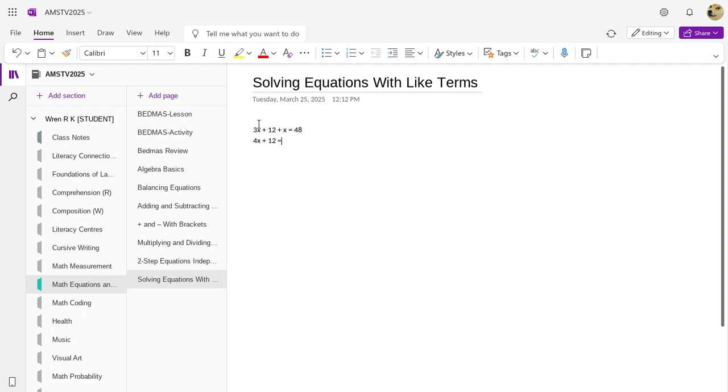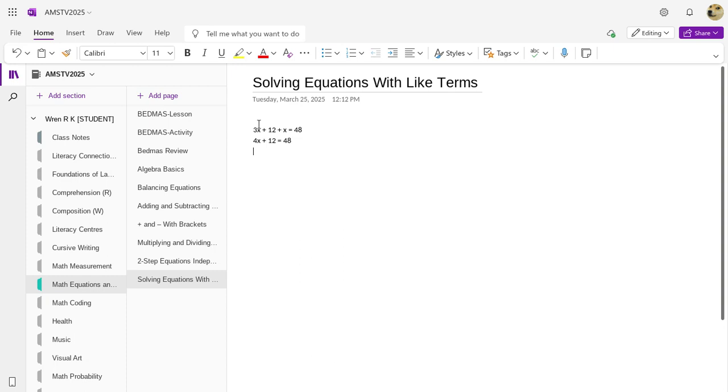I honestly just guessed 4. Well, 3 plus 1 is 4. You can do that. Equals 48. Now this looks more like something we're used to solving. So what do I need to do first? Which number do I need to deal with? The 12. Because I got to do the adding and subtracting first. What's the opposite of plus 12? Got to subtract.